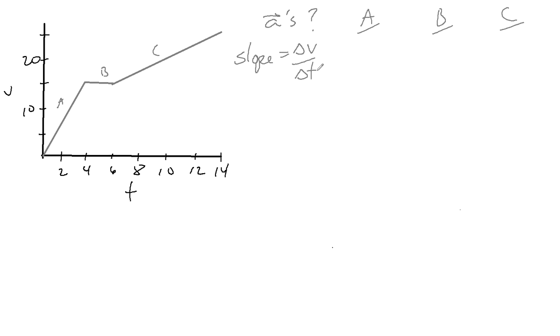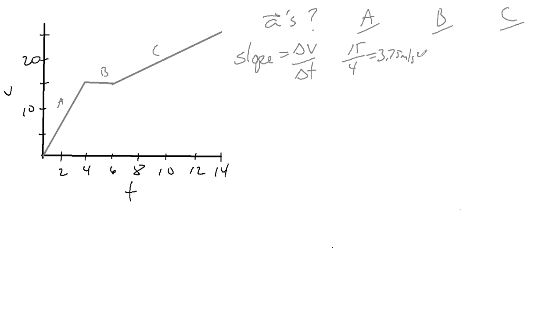So if I go with the first part A, it goes from 0 meters per second and it goes up to 15. So the rise would be 15. And it went across to 4 seconds. So I just have to divide those two out, and I've got my acceleration. So we punch that out, and we get 3.75 meters per second squared.